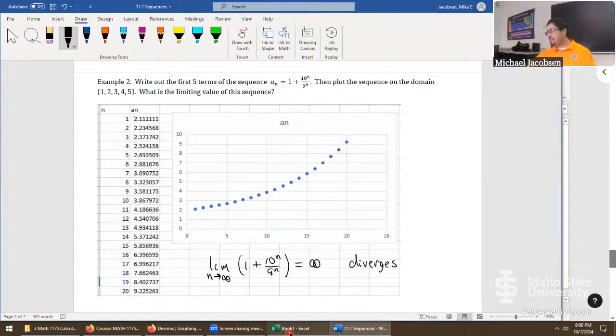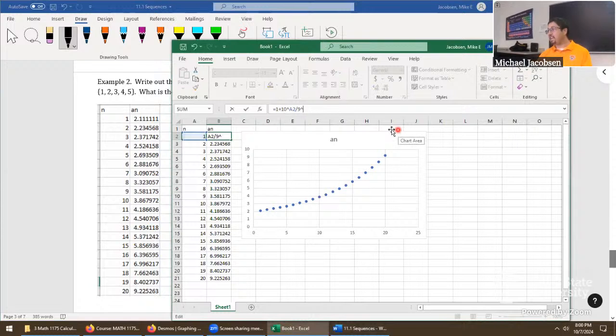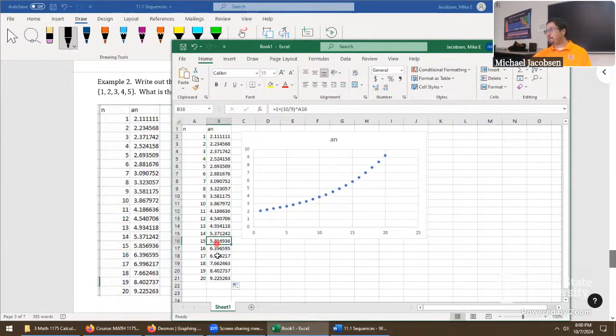Okay, let's take another look at that now that we have technology working for us. We took 10 to the power of n divided by 9 to the power of n. Let's just simplify that to 10 ninths to the power of the index n. So that's our new formula, just slightly simplified is all it is. Let's paste it down. Double clicking like that pastes it all the way to the bottom of the list.